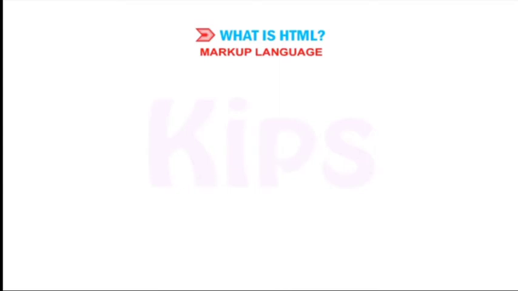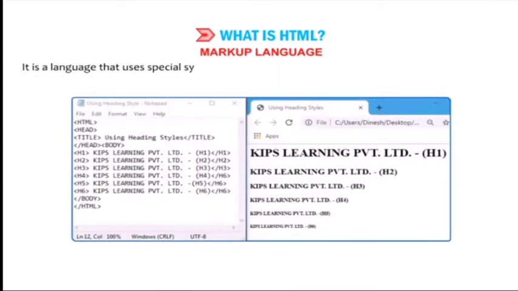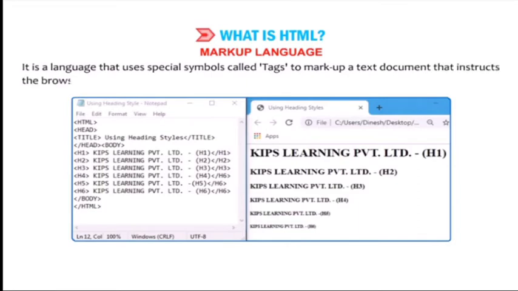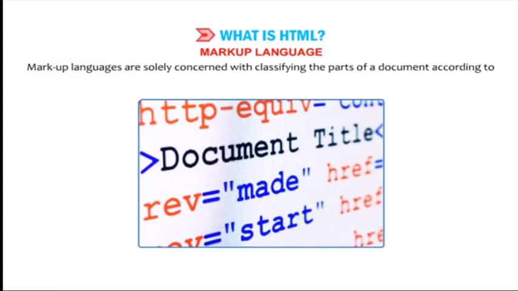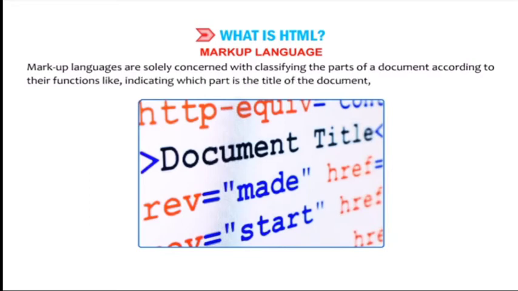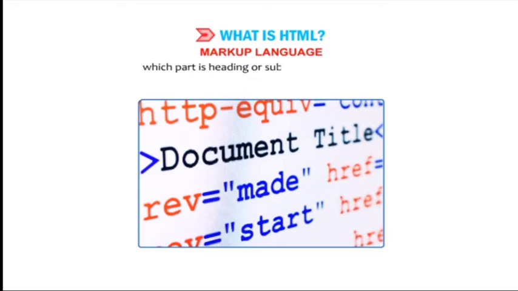Markup language. It is a language that uses special symbols called tags to mark up a text document that instructs the browser how to display the text. Markup languages are solely concerned with classifying the parts of a document according to their functions, like indicating which part is the title of the document, which part is heading or subheading, and so on.